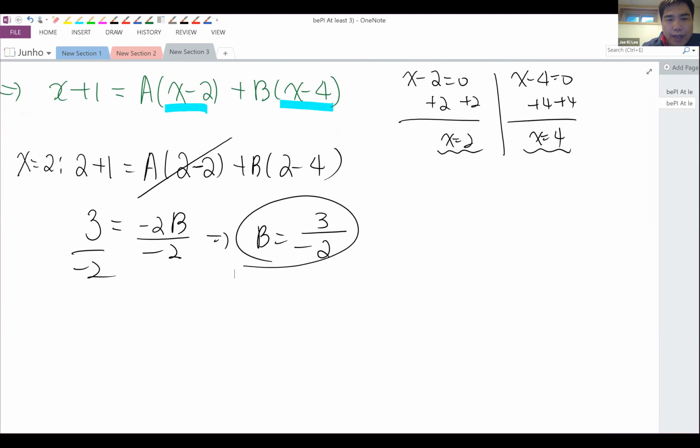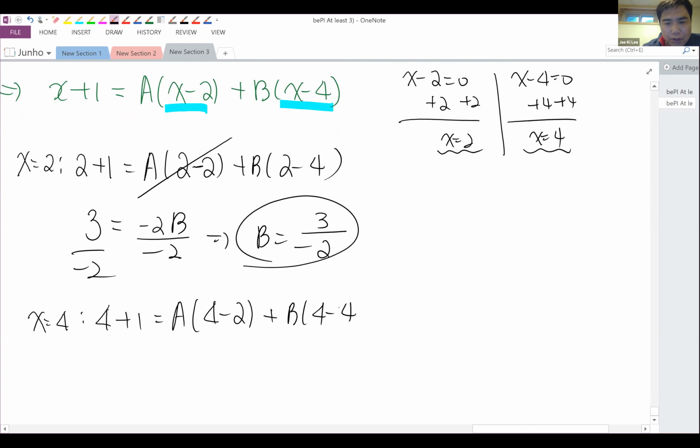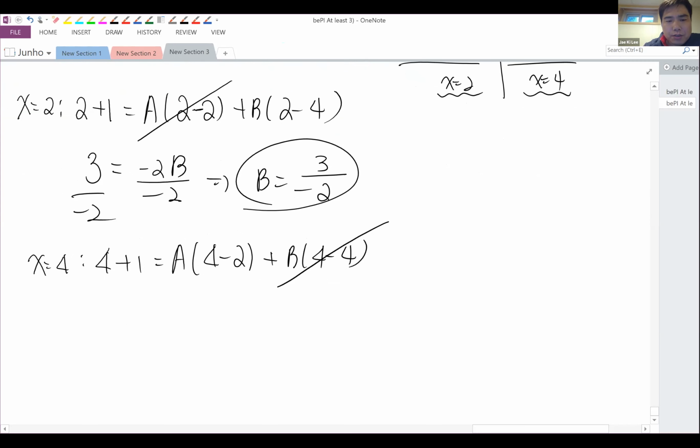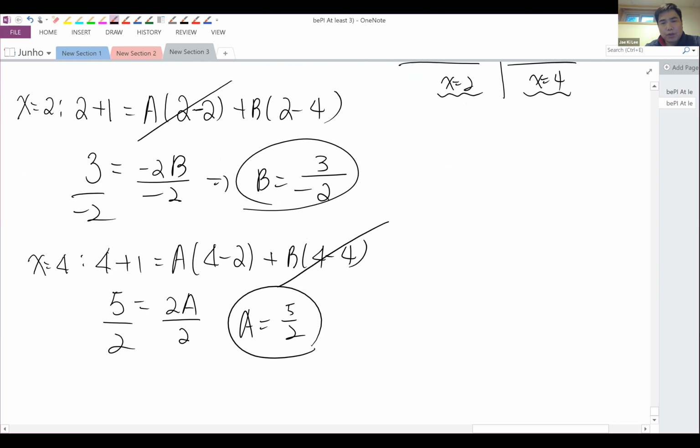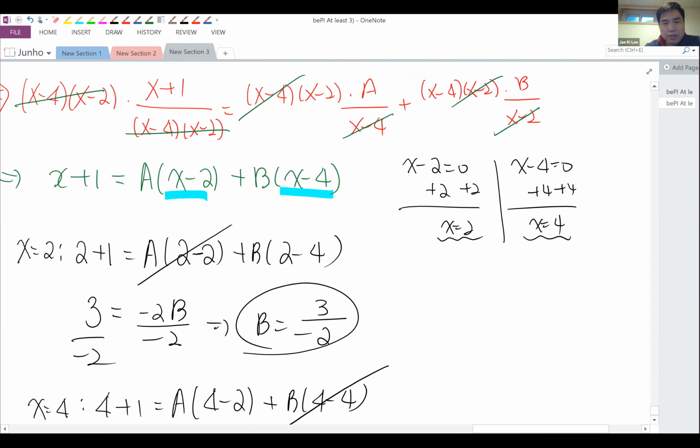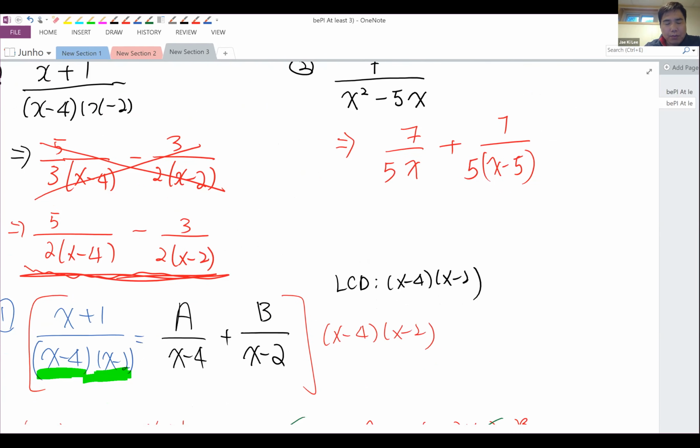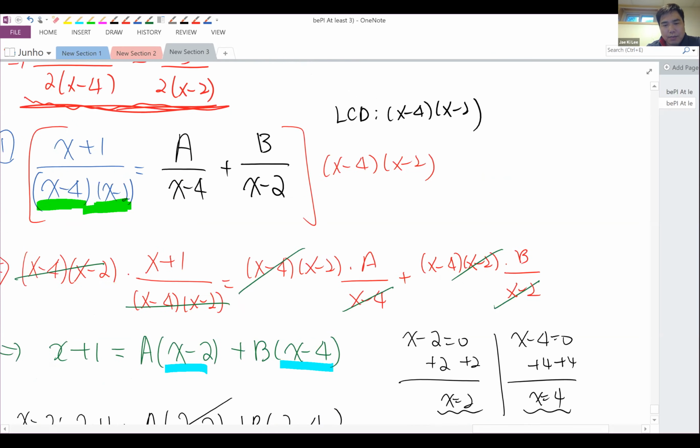Okay, now x equals 4. So 4 plus 1 equals a times 4 minus 2 plus b times 4 minus 4. And this becomes 0. So 5 equals 2a, divided by 2. So a equals 5 over 2. So I think we found the correct values a and b. That's the reason your answer was 5 over 2 times x minus 4, minus 3 over 2 times x minus 2, right? We got exactly the same answer here.